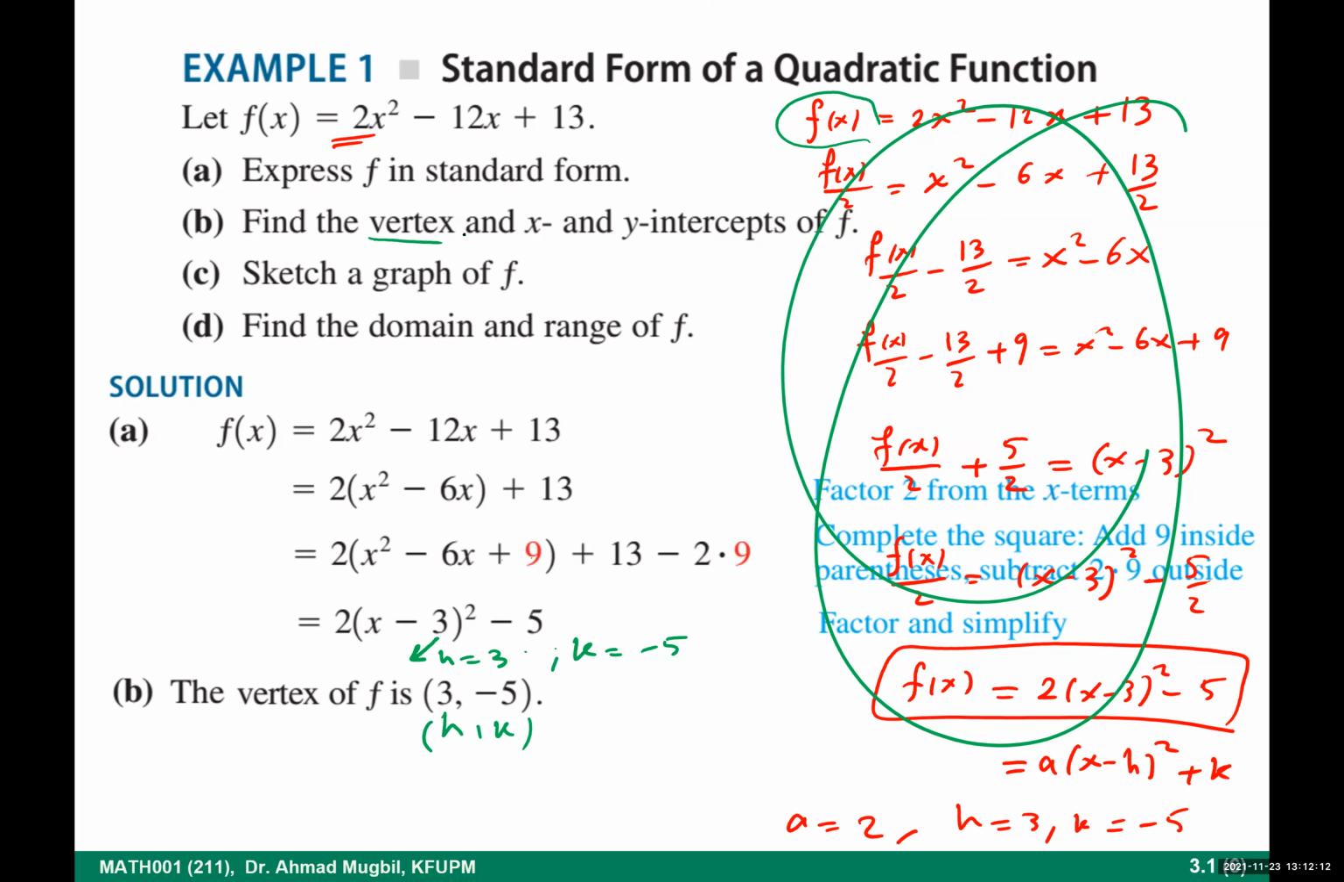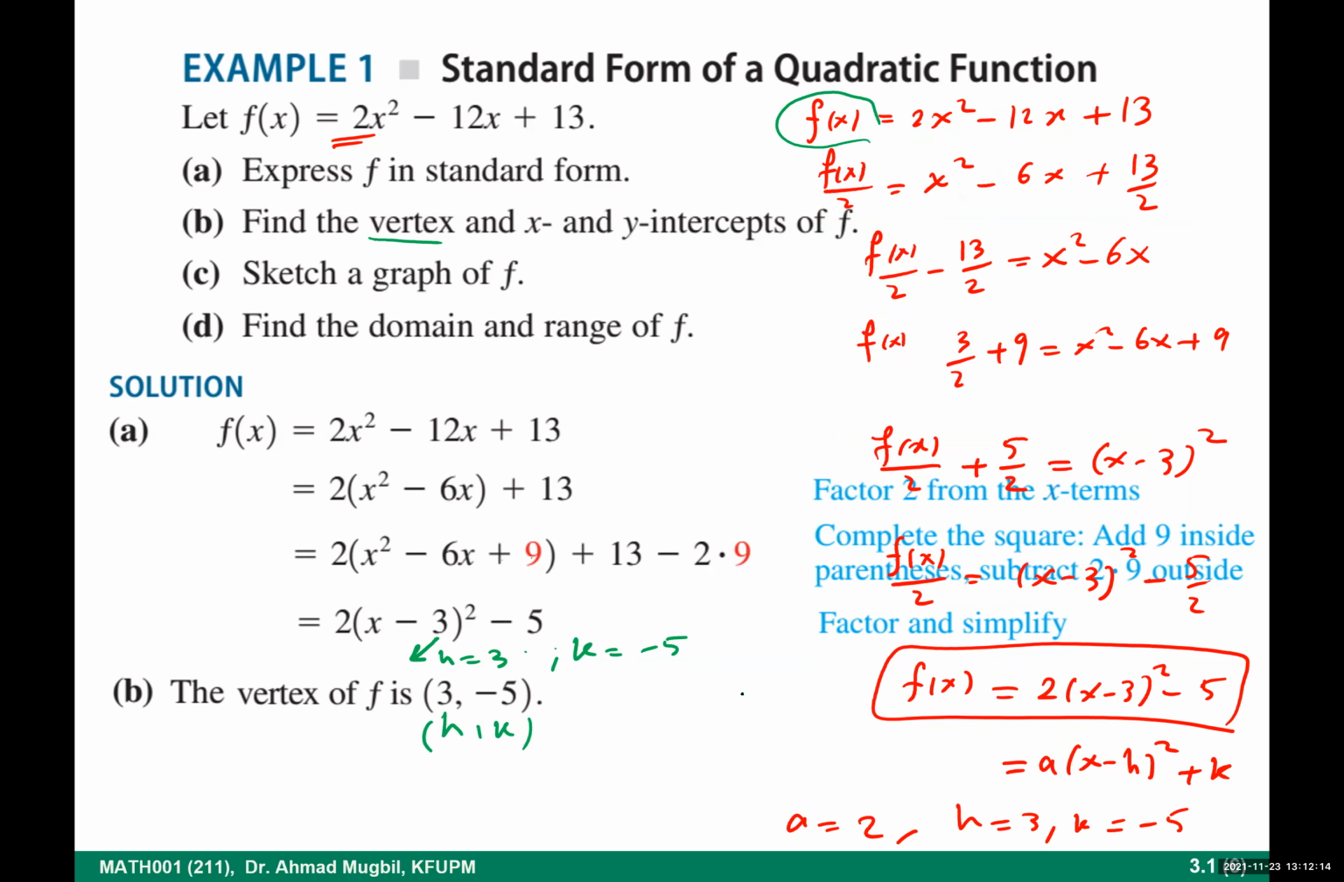How to find, which one is easier to find? The y-intercept. What is it? The y-intercept is f at 0. What is f at 0? From the beginning, it is 13. It is 0 plus 0 plus 13. We can generalize this: for any quadratic function, the y-intercept will be equal to c. For the x-intercept, how to find the x-intercept?